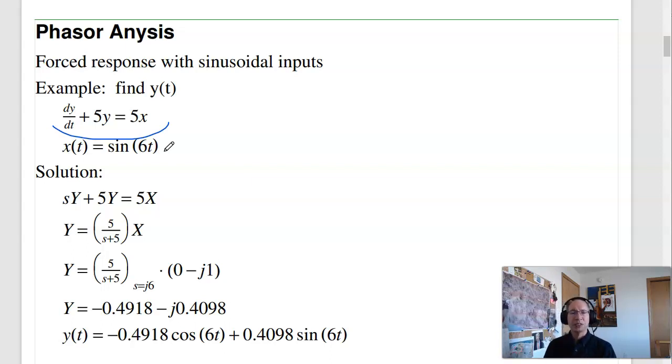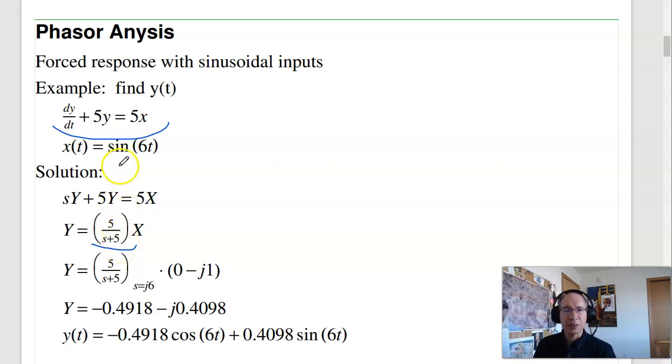With phasors, it's much easier. With phasors, I replace the derivative with s. So derivative of y becomes s times y, plus 5 times y is 5 times x. Solve for y in terms of x. This is the gain. It's a function of frequency, or function of s.